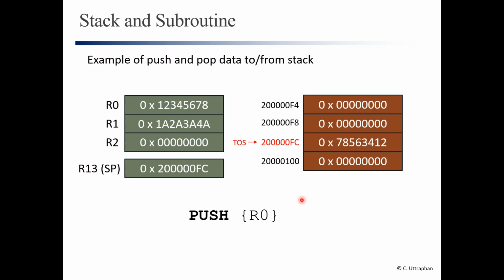After we push the content of R0 into the stack, the top of stack, or TOS, will be hex 200FFFFC, where the content of the memory received the data from R0 like this. Note that the data is arranged in little endian format. This means address hex 200FFFFC will have hex 78, FD will have 56, FE has 34, and the last one, address 200FFFFF, will have 12.